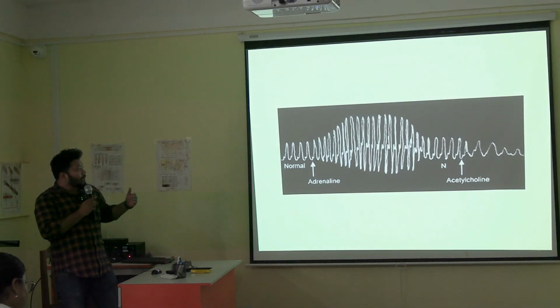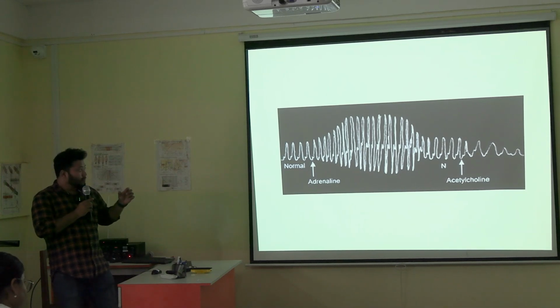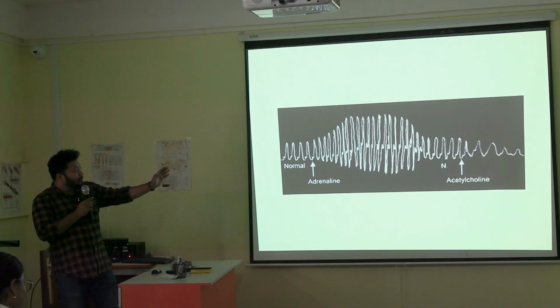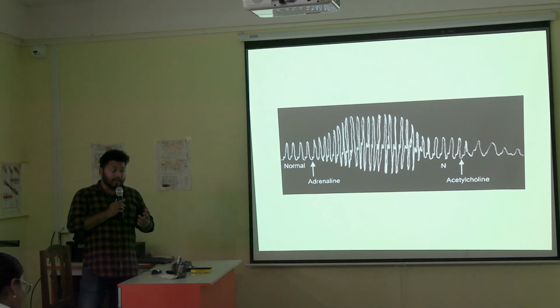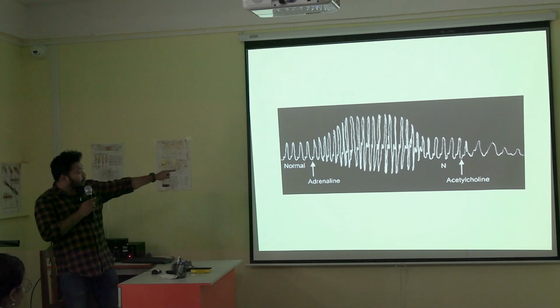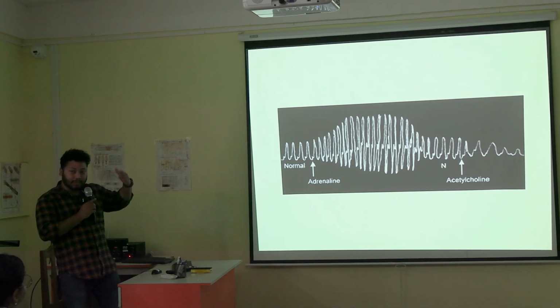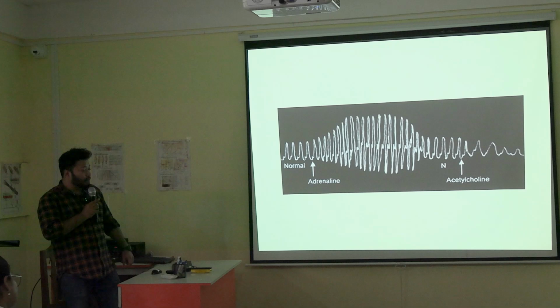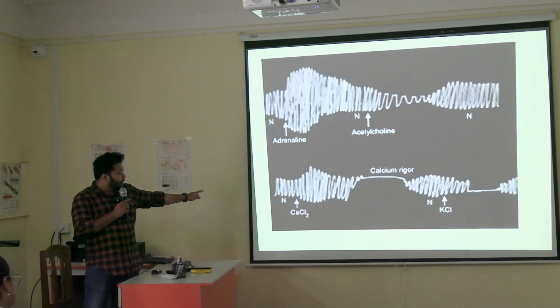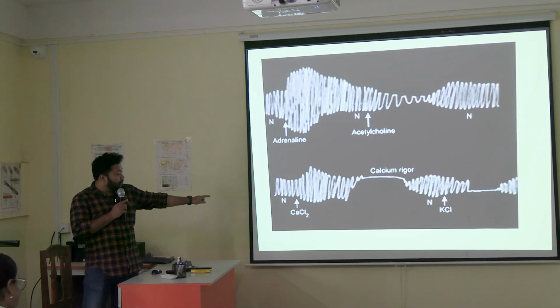Now what happens when we give adrenaline to the heart muscle? Then the spikes become more rapid. We all know that adrenaline is a fight or flight hormone that triggers when we get frightened or when we are excited to do something, so the adrenaline spikes up. So in normal condition, it has normal contractions, but after introduction of adrenaline, heart rate spikes. And similarly, acetylcholine decreases the heart waves.